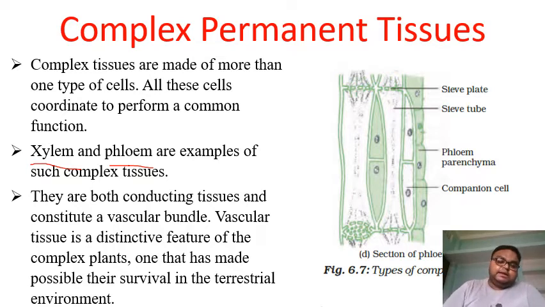Okay students, is it okay with you? What we have studied is that complex permanent tissues are made from more than one type of cell. All these cells coordinate to perform a common function. There are two types of complex permanent tissues: xylem and phloem. Xylem and phloem together constitute the vascular bundle, and the vascular bundle is a distinctive feature of the complex plant, making survival in the terrestrial environment possible. Okay students, let's proceed ahead.